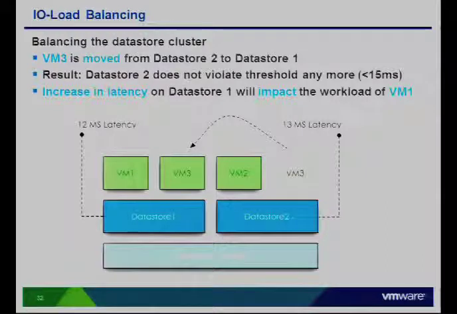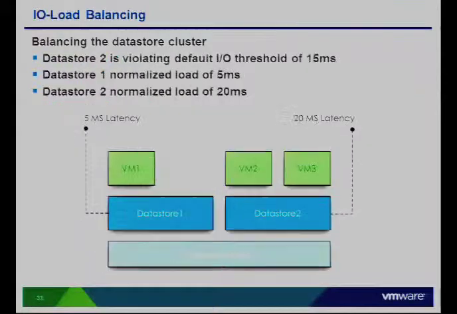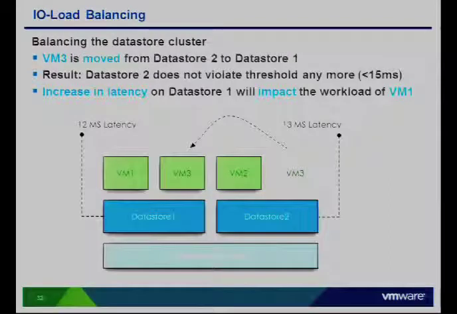Now, in this scenario, data store 2 will drop down its I/O load to 30 milliseconds, so it doesn't exceed the threshold anymore. Data store 1 went from 5 milliseconds to 12 milliseconds. Now, in the previous example, VM1 was really happy on a data store with 5 milliseconds latency. And now VM3 comes along and will basically take away some of his performance.